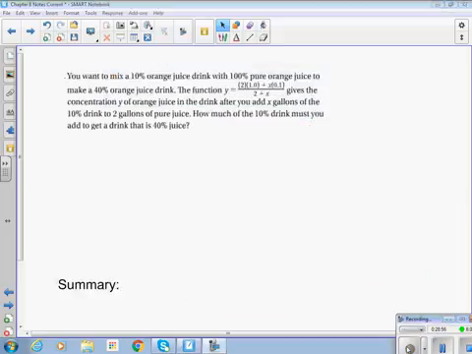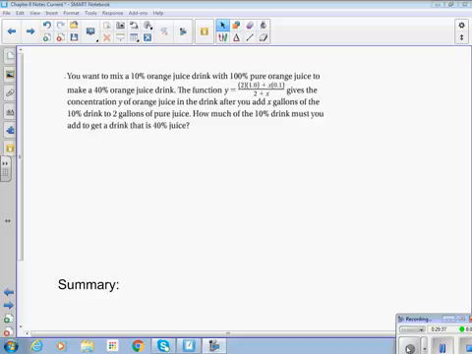All right, so let's look at this hard problem. You want to mix 10% orange drink with 100% pure orange juice to make 40% orange juice drink. Thankfully, we have a function that will calculate that for us. Y equals (2 times 1.0, 1.0 is the 100%, plus x times 0.1, 0.1 is the 10%) divided by (2 plus x). It gives the concentration Y of orange juice in the drink after you add x gallons of the 10% drink to 2 gallons of pure juice.